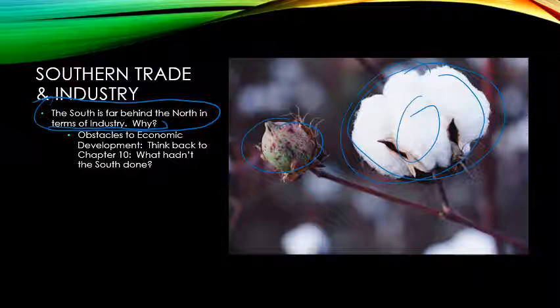Okay. But when I ask here, what had the South done? I want you to answer that question for me as well. Thinking back to chapter 10, what was the other thing that had not really happened much in the South that makes it an obstacle for them to develop economically? It has to do with transportation.